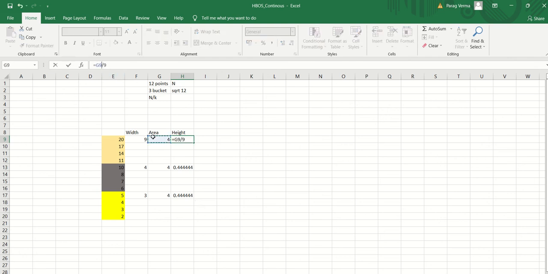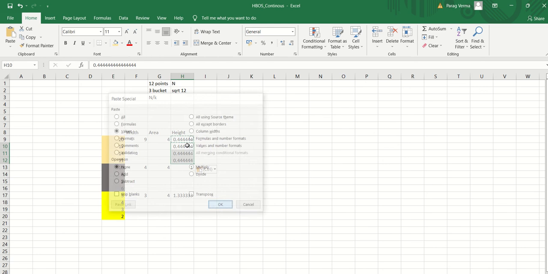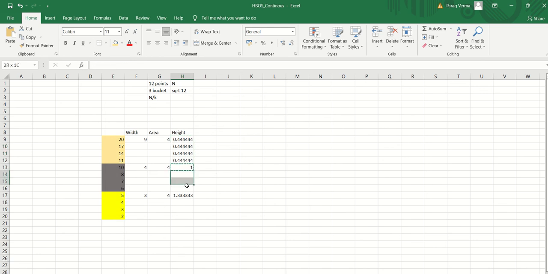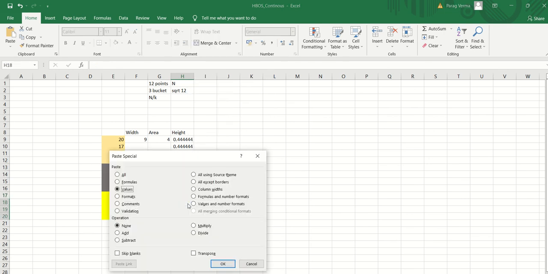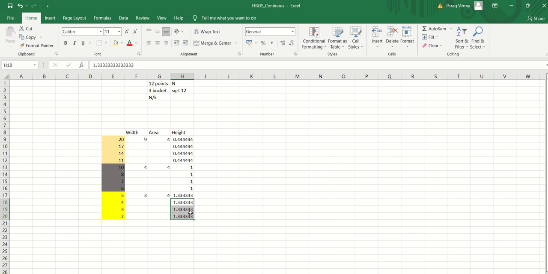Let me parameterize. So you see, let me show the values. So we have calculated the height of these buckets. As you can see, all the points within a given bucket or cluster will have the same height and the same area. Width will vary.